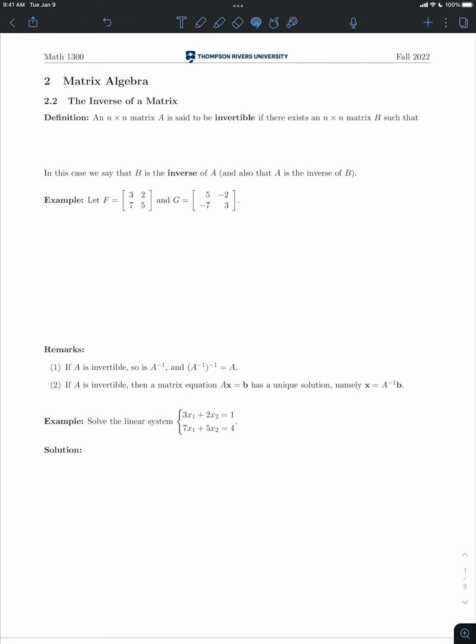Now in this section we're going to introduce the idea of the inverse of a matrix. Now an inverse is not something that every matrix has. Only some matrices have inverses. But when they do, those inverses are quite useful.